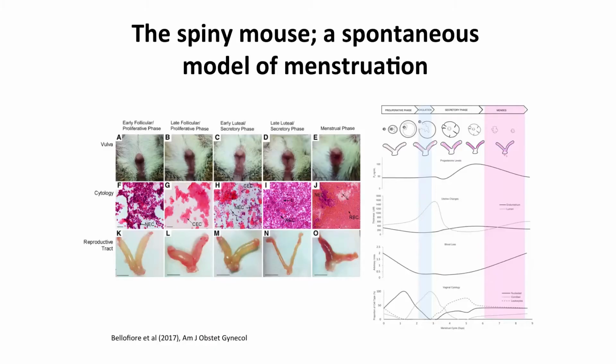Okay, so there's also a new potential model of menstruation, the spiny mouse, which has recently been shown to exhibit spontaneous decidualization and shedding of the endometrium. But many studies are required to investigate the role that this may have in endometriosis, for example. I'm going to focus on endometriosis now.